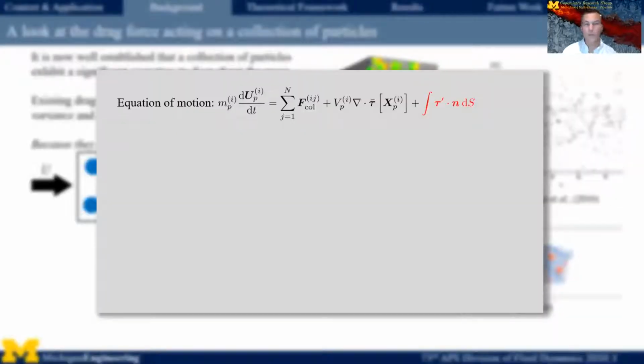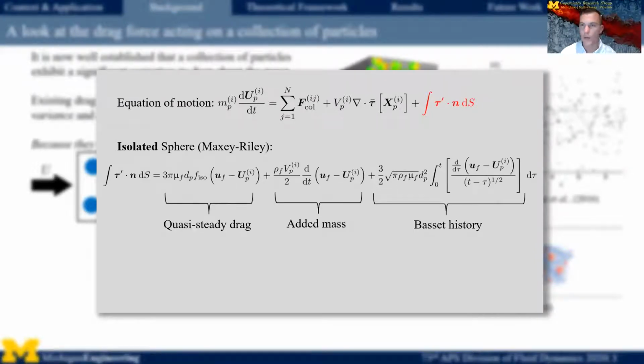If we go back to our equation of motion for a particle, we see that our mass times acceleration is balanced by our collisional force over all of our contacting particles, our undisturbed fluid velocity, and then a surface integral of our unresolved fluid stress. Now, for an isolated sphere, we might quickly jump to the classic Maxey-Riley equation, where this integral is comprised of a quasi-steady drag, an added mass, or even a Basset history.